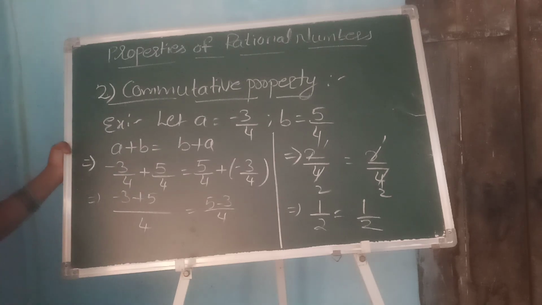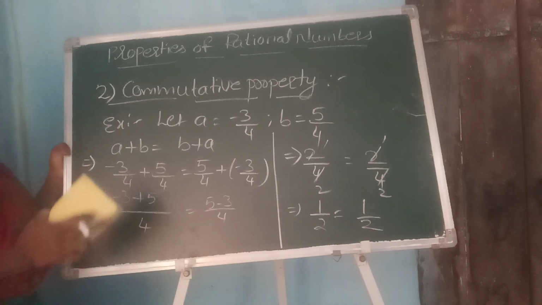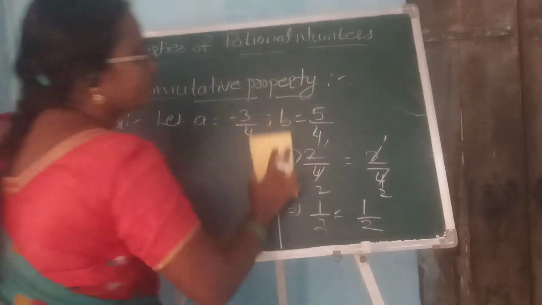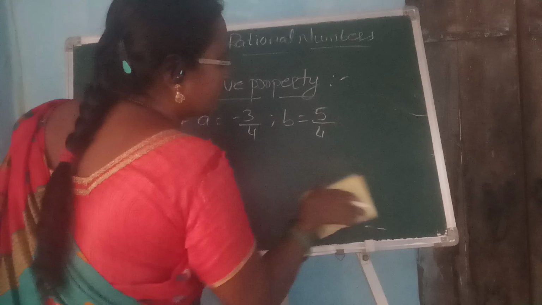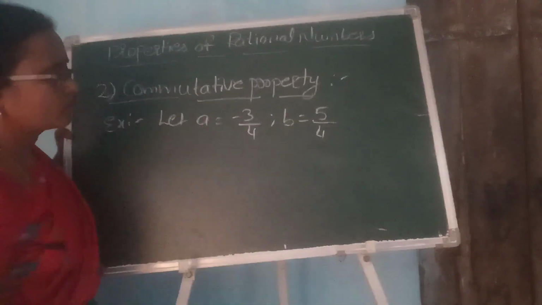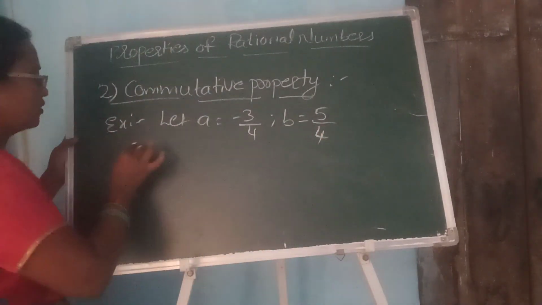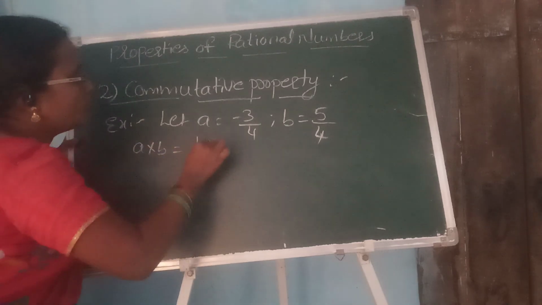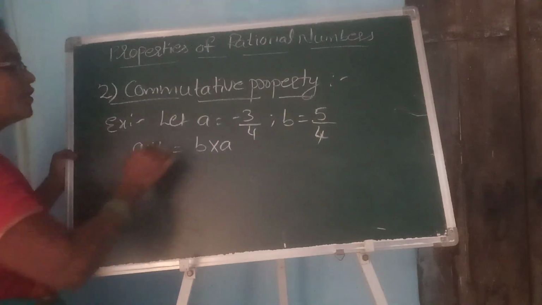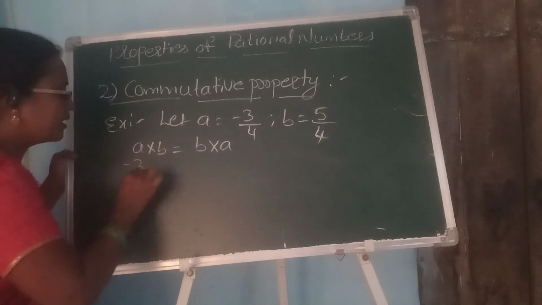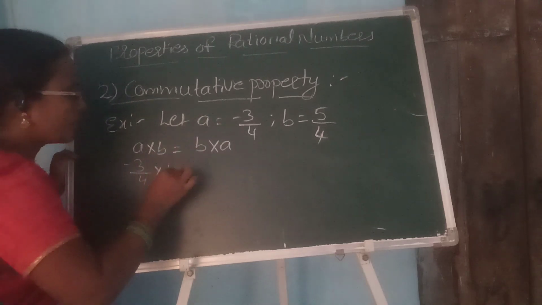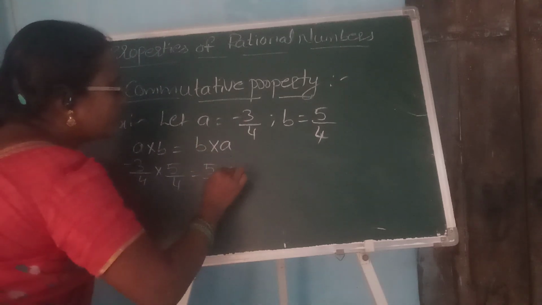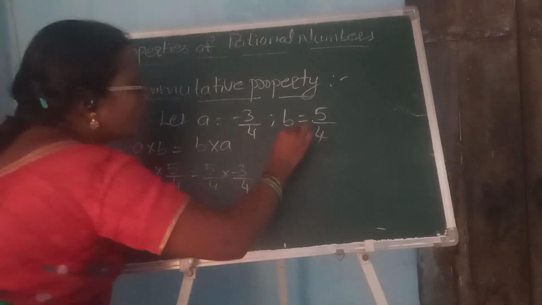Now we are going to see the example for multiplication. So the rule is that a into b is equal to b into a. Now a, here we have minus 3 by 4, into b, 5 by 4. Again b, 5 by 4, into a, minus 3 by 4.